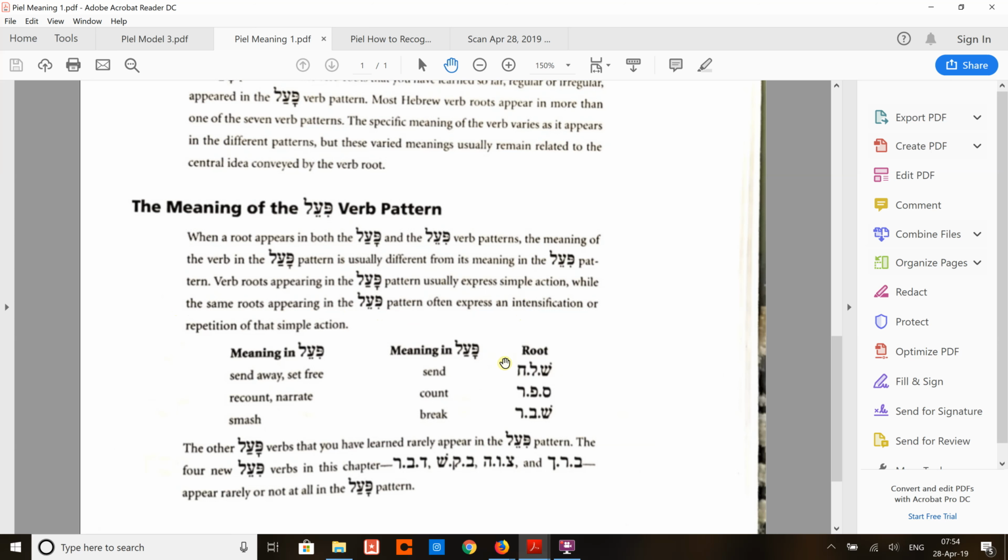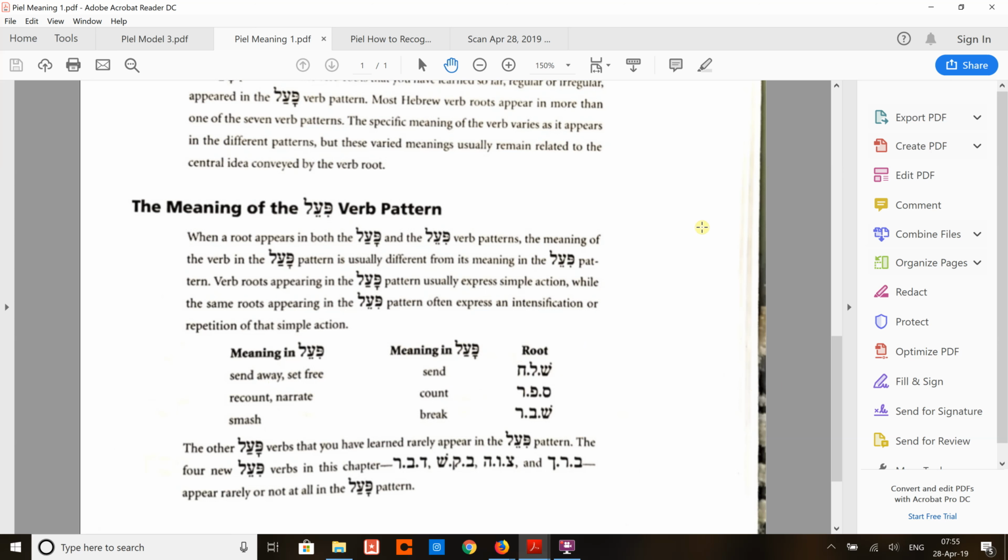So here they give us a couple of examples from shalach, right? Shalach in the pa'al means to send, and here we have it here, meaning in pa'al. Or if we just said shalach, it would mean he sent, right, in the perfect. Now, what does it mean in the Piel? To send away or set free. So it's a kind of intensification of its base meaning in the pa'al.